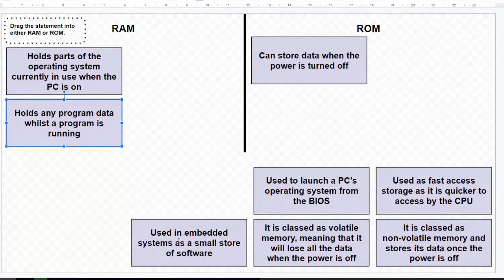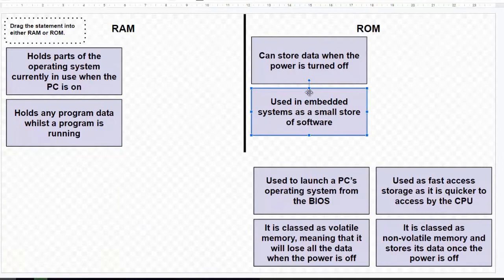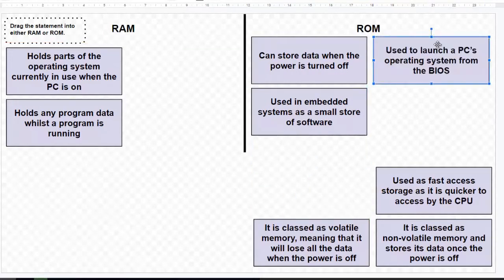Used in embedded systems as a small store of software. Well, ROM chips appear in most embedded systems like washing machines and such that are hard-coded and have very specific instructions to complete, so that would be ROM. Used to launch a PC's operating system from the BIOS. Once again, that's ROM. When you turn the computer on and you get the black text with the writing to show it's booting up, that's called the BIOS. And that allows the operating system to launch. And that's stored on a little ROM chip that's on your motherboard.